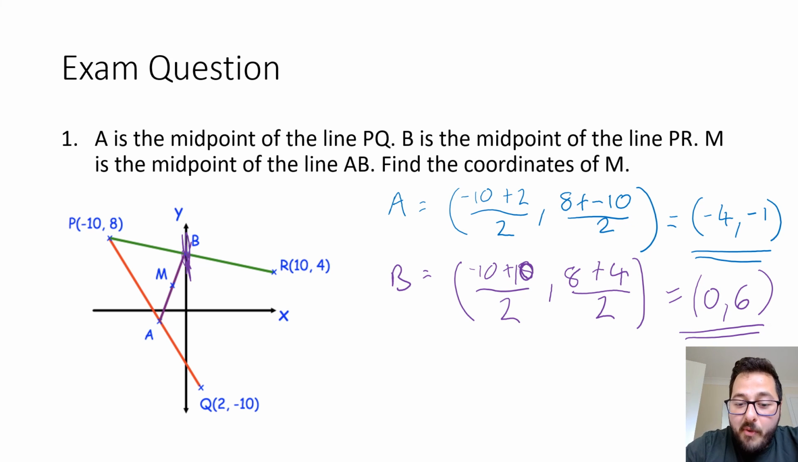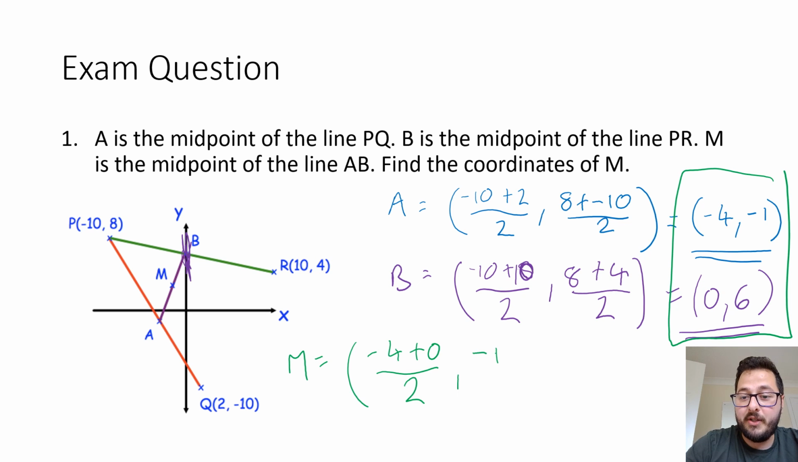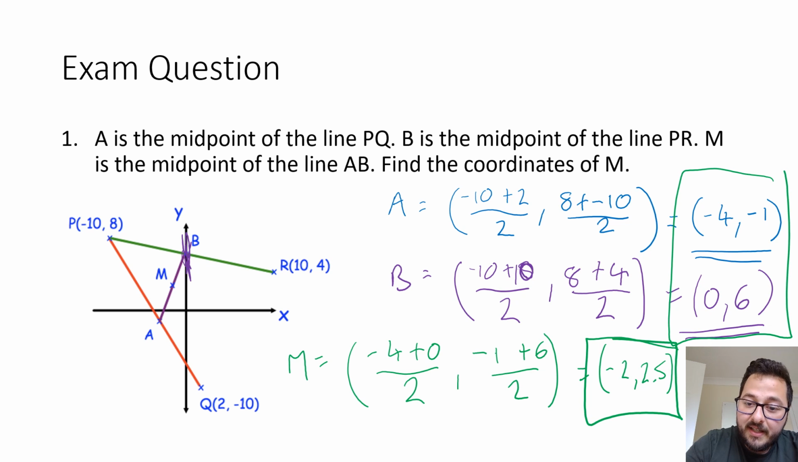And now finally we want M, so we're going to find the midpoint of these two now. So this is M now. So we've got minus 4 plus 0 over 2, and we've got minus 1 plus 6 over 2. Now minus 4 plus 0 is minus 4, and minus 4 over 2 is minus 2. And then minus 1 plus 6 is 5, and 5 divided by 2 is 2.5, and that is our answer.